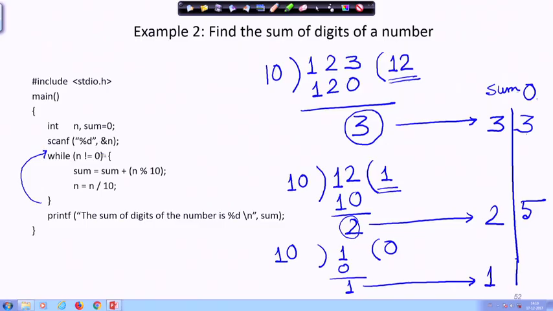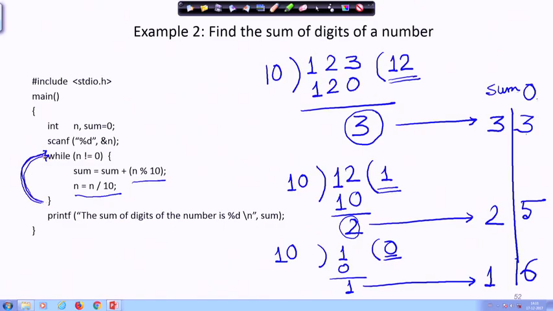Still I go back, 1 is not 0, sure. So, I again divide it by 10 and take the remainder. The remainder is 1, I add it with the sum. So, it will be 6, and then I find the quotient, and that is 0.